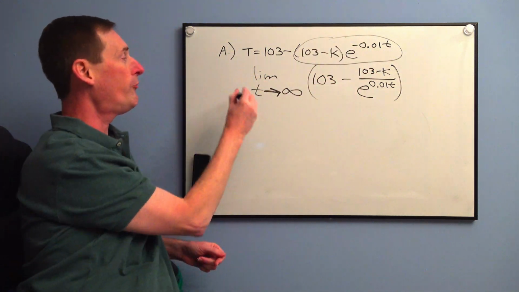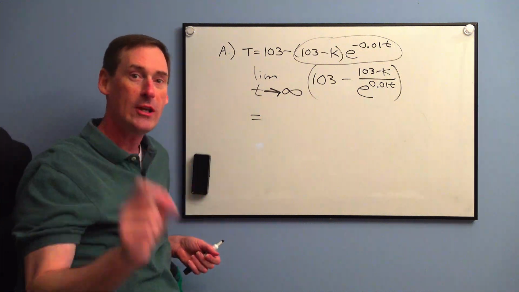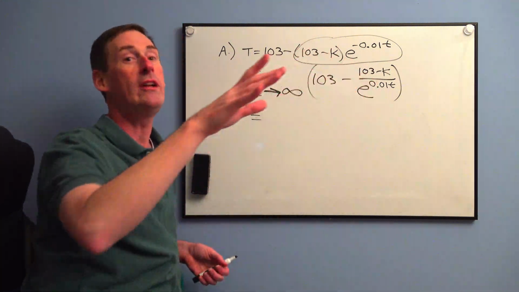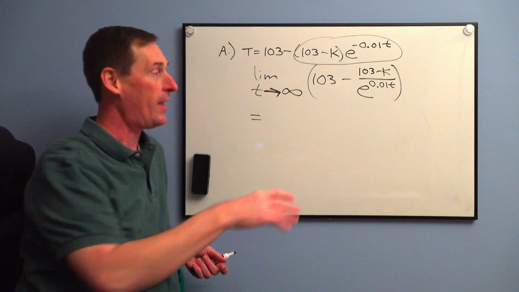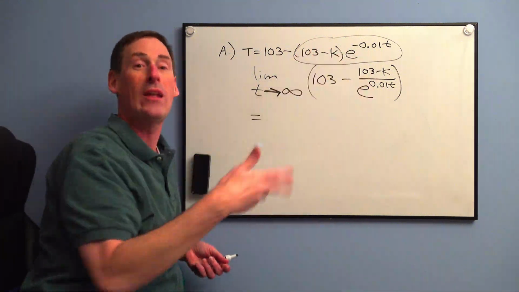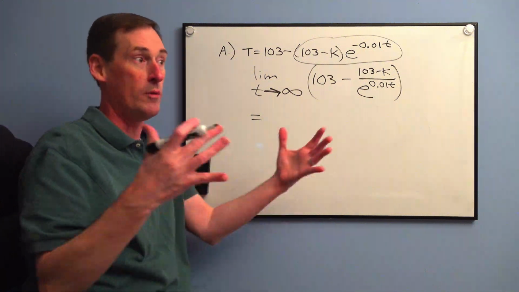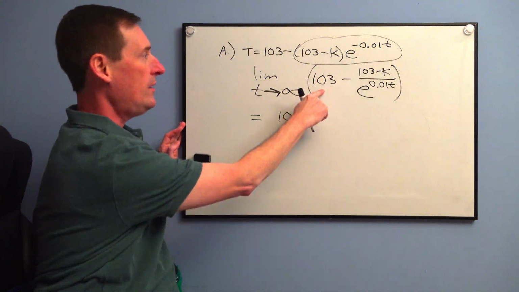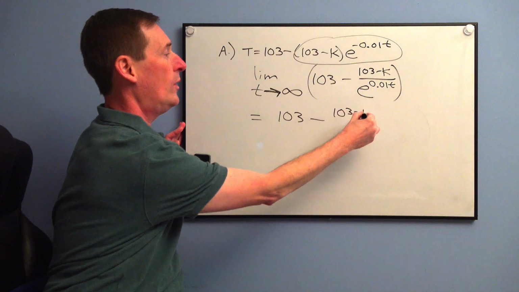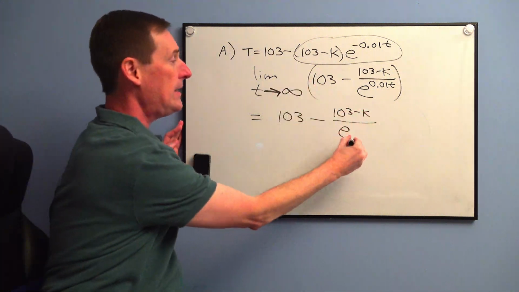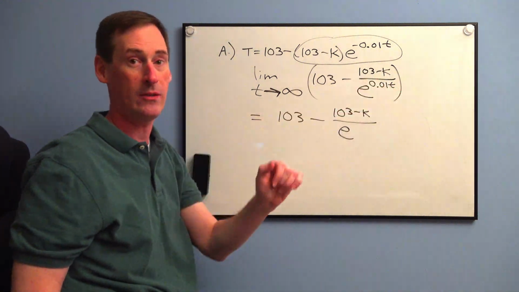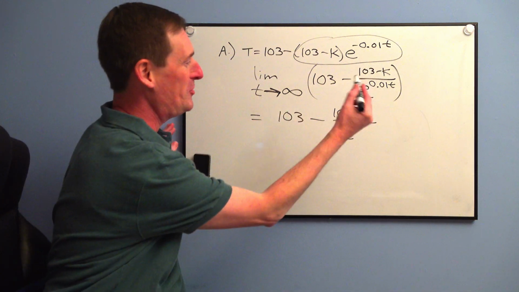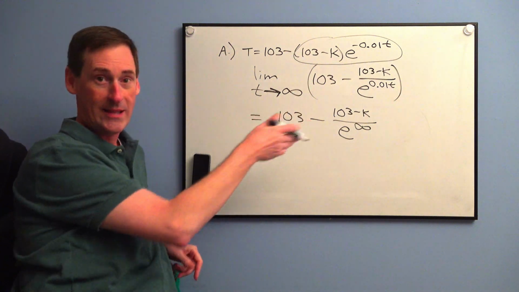Okay, when performing an infinite limit, the very first thing you should do with any infinite limit is take infinity and just plug it into the problem, even though infinity is not a number, it's more of a concept, right? But you can still plug infinity in theory, and just kind of picture it as 1 million, 1 billion, 1 trillion, like really big numbers. So you would get 103 minus k left alone, e to the 0.01 times infinity, which is like saying 1% of infinity, still infinity, right? It's too big, right? Okay. That's how you plug in infinity.